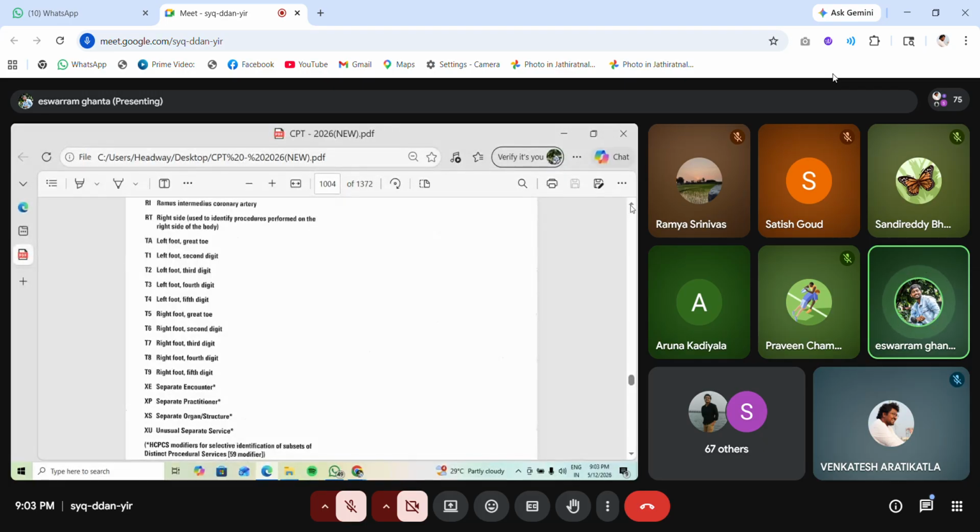These are called what type of modifiers? These are called level 2 modifiers or HCPCS modifiers. Okay, just see this thing. TA means left foot great toe. Toes: left foot great toe, left foot second digit, left foot third digit, like this.